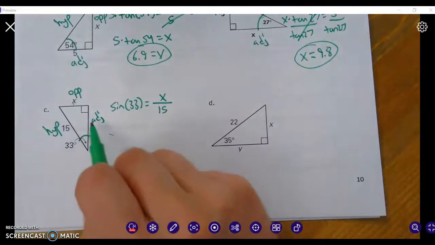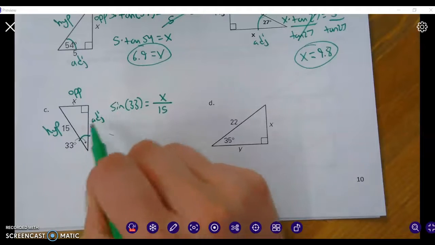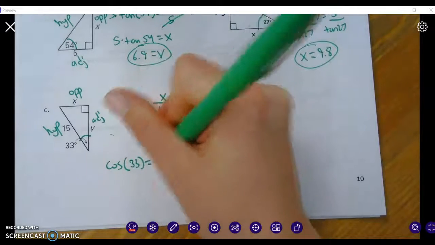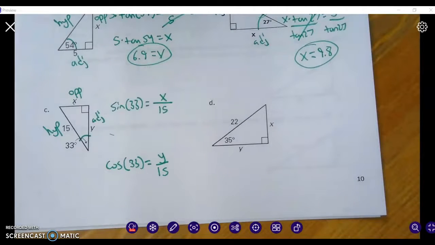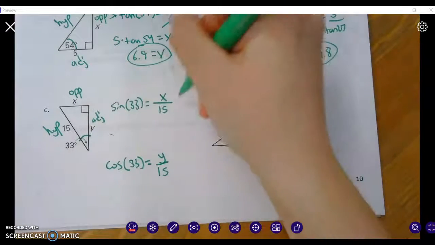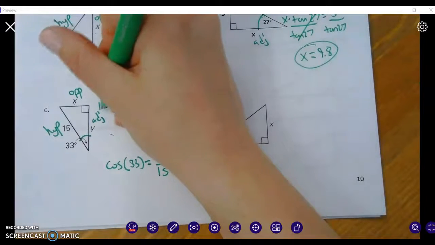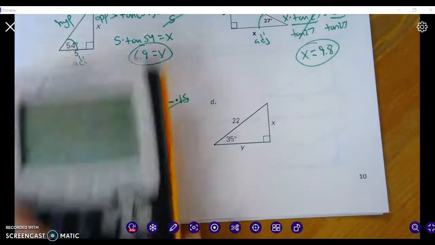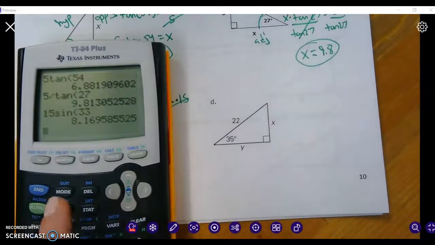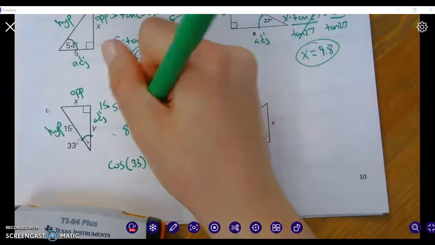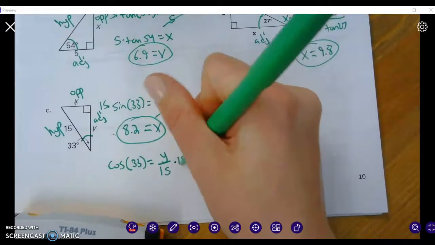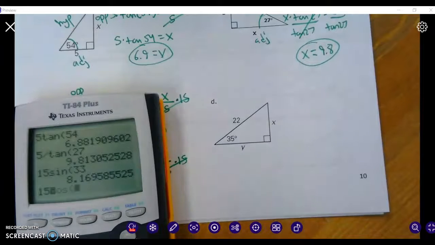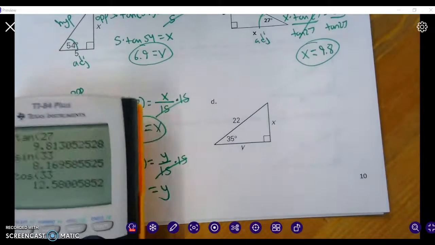Then I would need cosine to solve for y since that is adjacent. So cosine of 33 equals y over 15. Okay, and then you would solve those both like we have been, so times 15 times 15. So x equals 15 times sine 33, so about 8.2. And then times 15 times 15. So about 12.6.